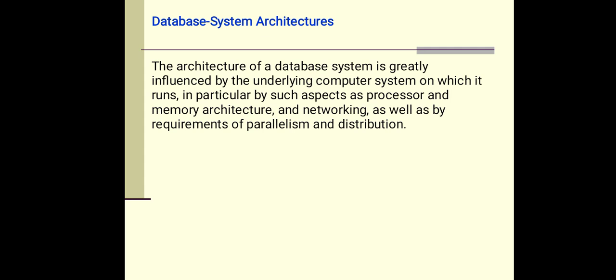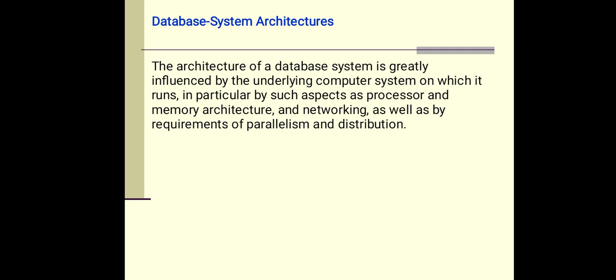The architecture of a database system is greatly influenced by the underlying computer system on which it runs, in particular by such aspects as processor and memory architecture and networking, as well as by requirements of parallelism and distribution. So the database architecture that we are going to use depends upon these parameters: what type of processor we have, what type of memory we have, what type of networking facility we have, and whether we require the parallel architecture or the distributed database architecture.